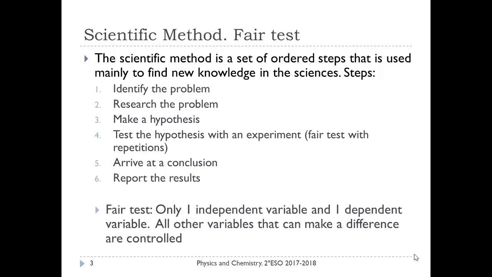So a fair test has only one independent variable and one dependent variable. All of the other variables have to be controlled. That's why they're called control variables. So this means that the independent variable is going to give the value to the dependent variable. This is like in maths, like a function. You have the independent variable, which maybe is x, and then you have y, or function of x, that is going to be the result.